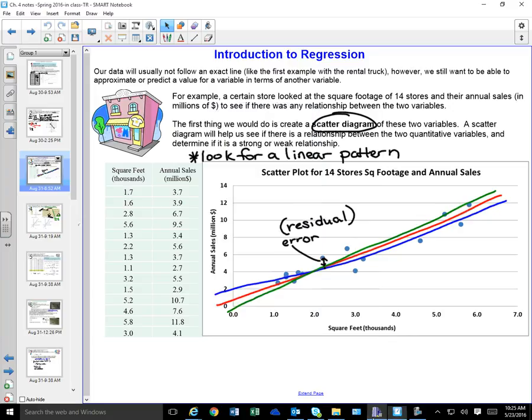Okay, so the first thing you should do is look at that data. And so this is what the data look like. This is just the graph. You could also do it in Excel or whatever. So this is an Excel graph here.